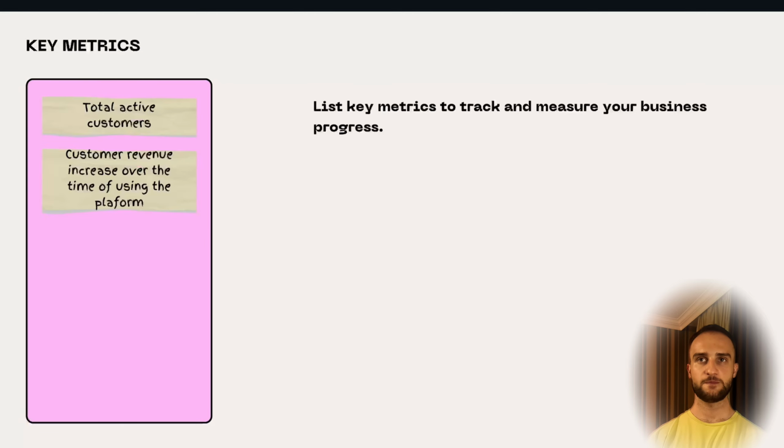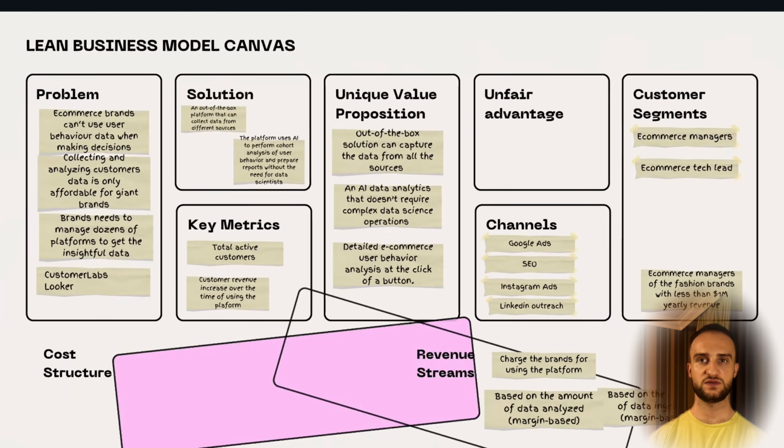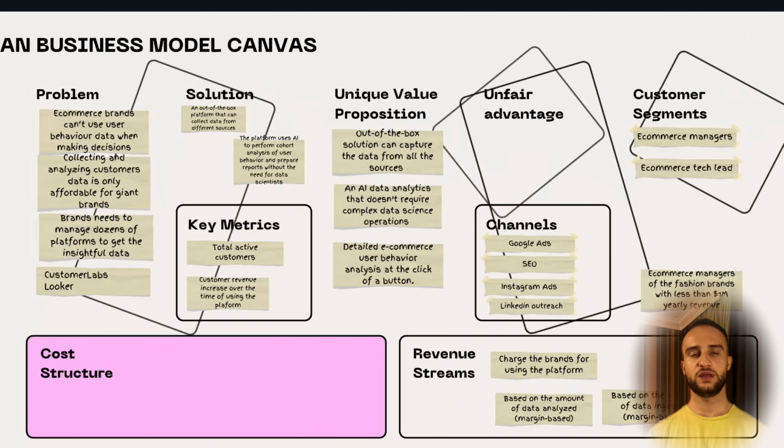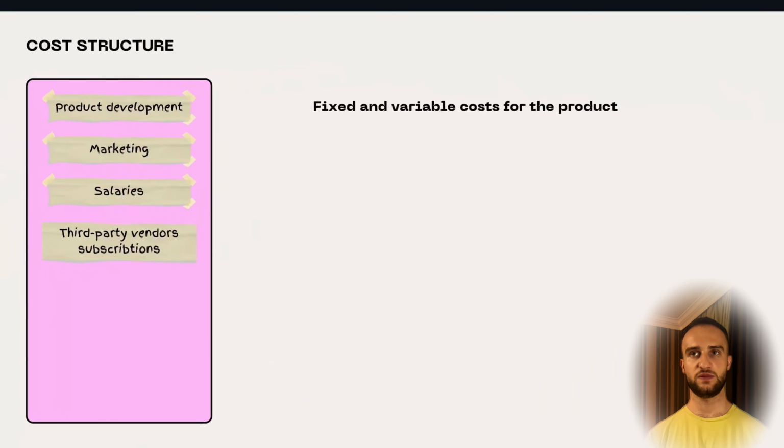So after we specified the key metrics, we're going to be exploring our cost structure. And cost structure, it's simple. What would be our expenses to run the business? Fixed and variable costs for the products. In another case, it might be the product development. We need to perform product development operation. We need to engineer the product. Also the marketing, running the ads, running the SEO will consume some cost.